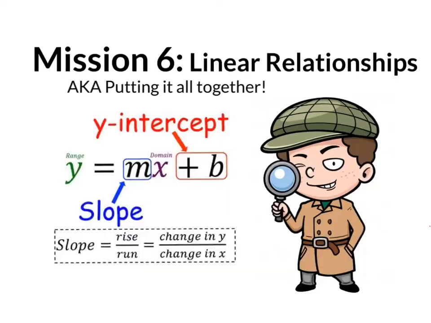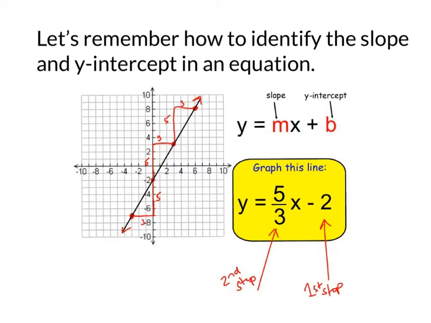Okay, mathematicians. Mission 6. This time, linear relationships. We're going to put it all together with linear relationships. Let's remember the parts of an equation that's written in slope-intercept form. The m, the number right there by the x, is the slope. The b, the number by itself at the end of the equation, is the y-intercept.